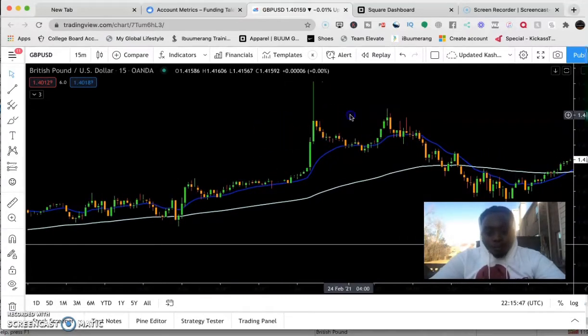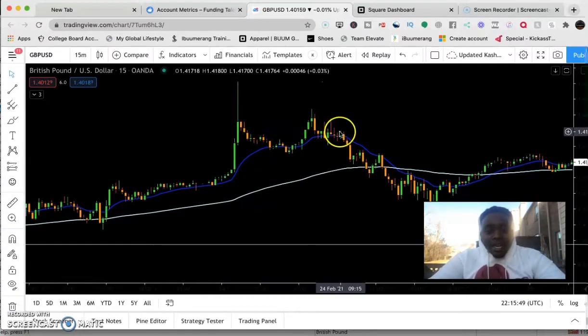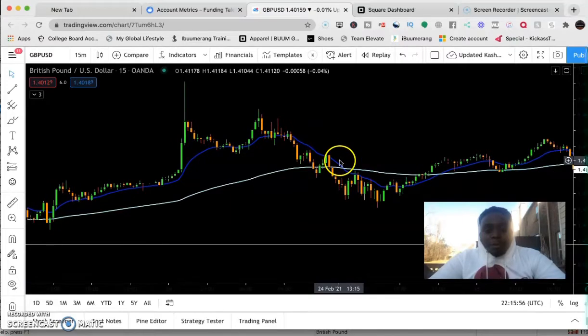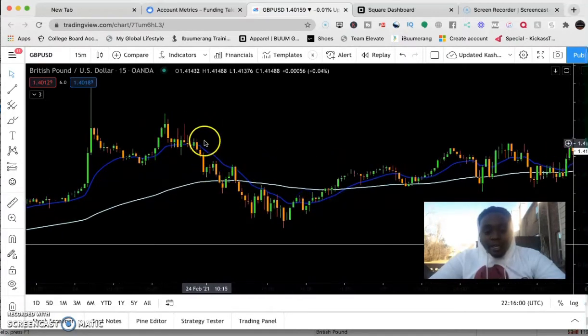Now, let's look at this. Price actually broke the 8. Okay, it came down, tested the 50, broke the 50. Get out. The smooth moving 8 broke the 50 as well. All right, and that's why you see this is a sniper exit.